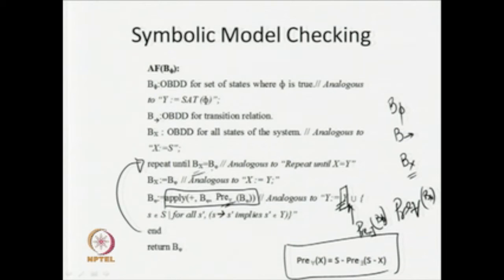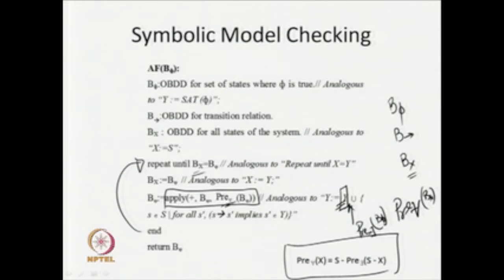Now, check whether it is equal to the new B phi or not. If they are equal, then we will terminate. If it is not equal, that means you have added some new states, like in this particular case. Now we have to check again the predecessors of those new states, so we will again enter this procedure.